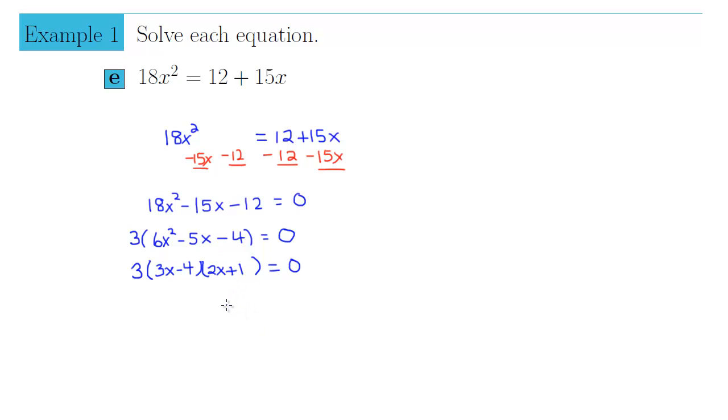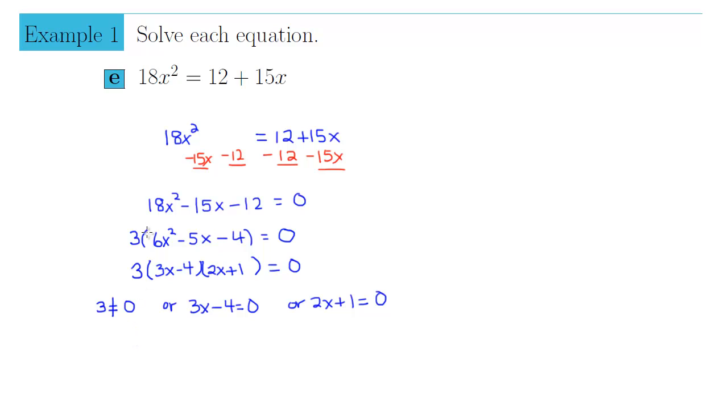We can now apply the zero factor property, which says we set each factor equal to 0. That means 3 equals 0, or 3x minus 4 equals 0, or 2x plus 1 equals 0. Let's look at our first factor that we've set equal to 0. 3 cannot be 0. That's impossible. 3 is never 0. That means this here is disregarded. This doesn't factor into our solution at all. There's no x variable attached to 3.